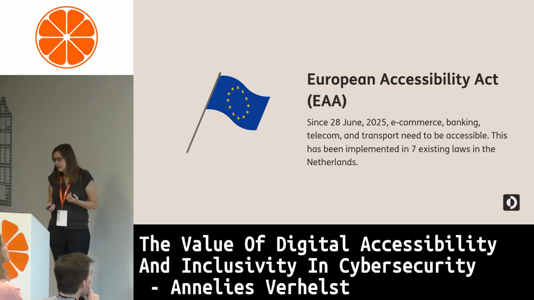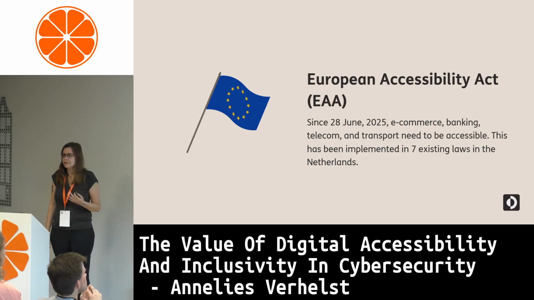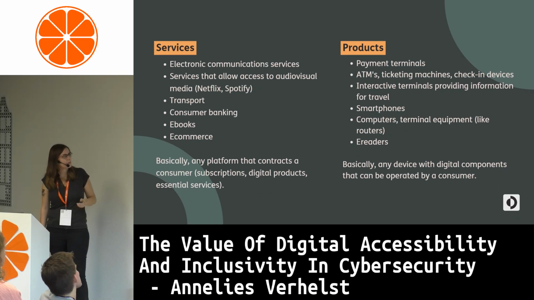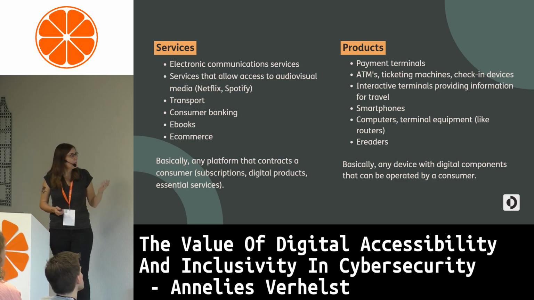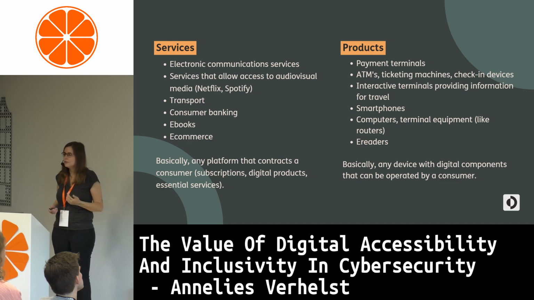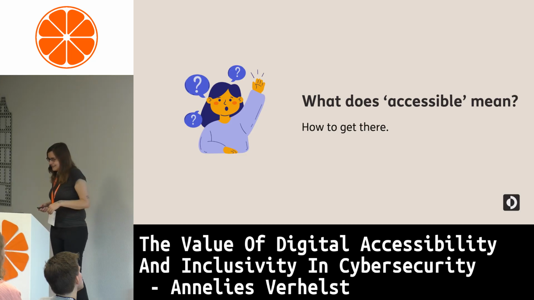And since this year, there's the European Accessibility Act, and it's implemented in 7 existing laws in the Netherlands since June. And it means that e-commerce, banking, telecom, transport need to be accessible for consumers. It's a consumer law. It's for services and for products. So basically everything a consumer can do, well, needs this. And the fun part of that is that also smartphones and computers and terminal equipment like routers also need to be accessible. What does accessible mean, though, and how to get there?